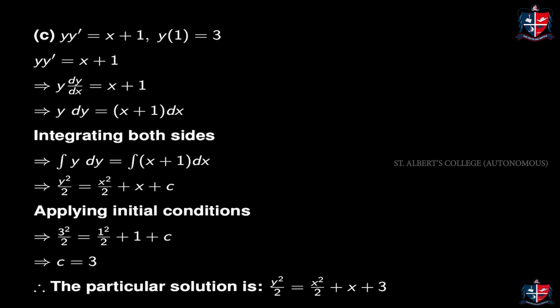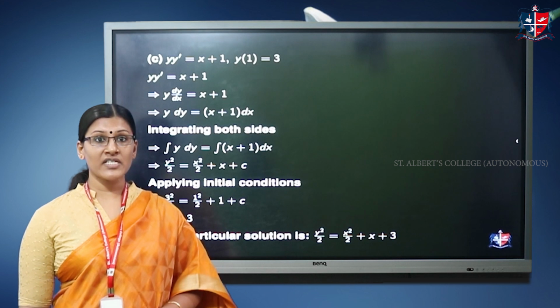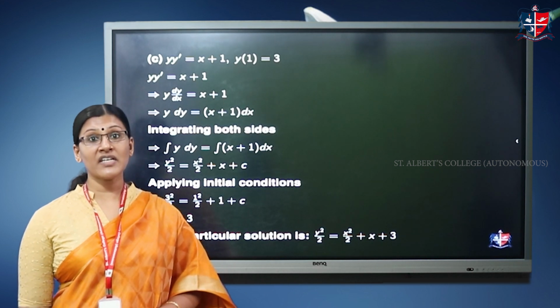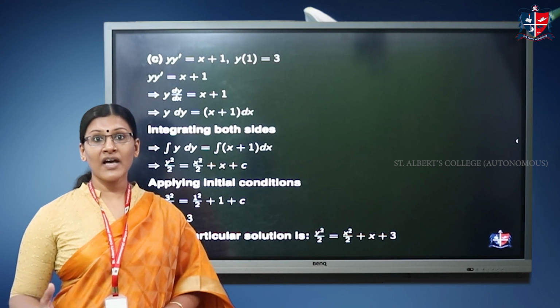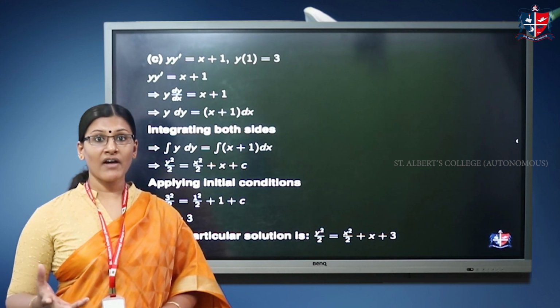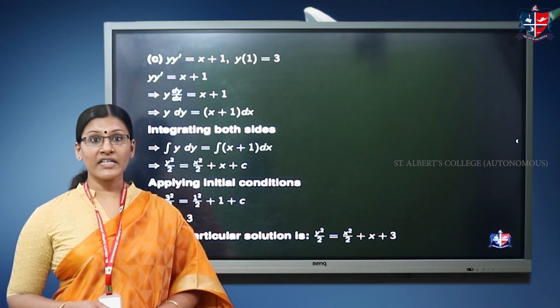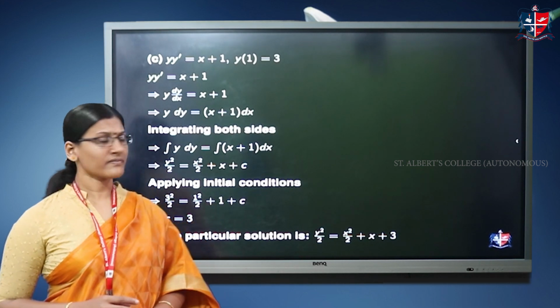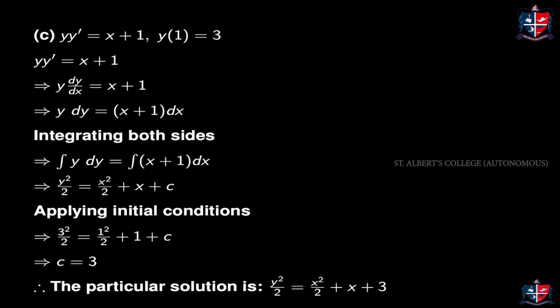Next is an example of an initial value problem. Initial value problem means along with the ordinary differential equation, we will be given some initial values for x and y, so that we can calculate the arbitrary constant of integration in that solution. So here the question is y dash equal to x plus 1, y of 1 equal to 3. This is the initial condition.